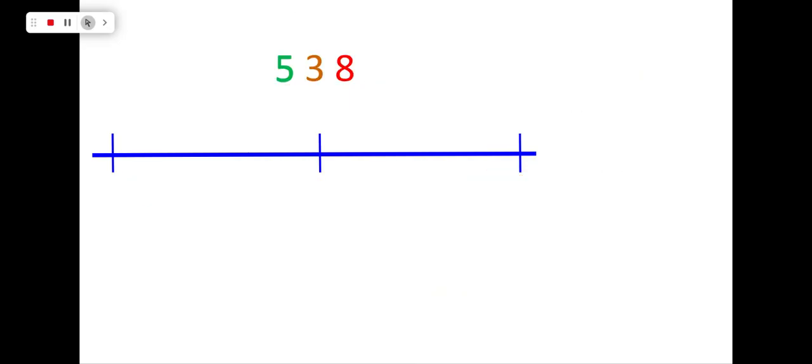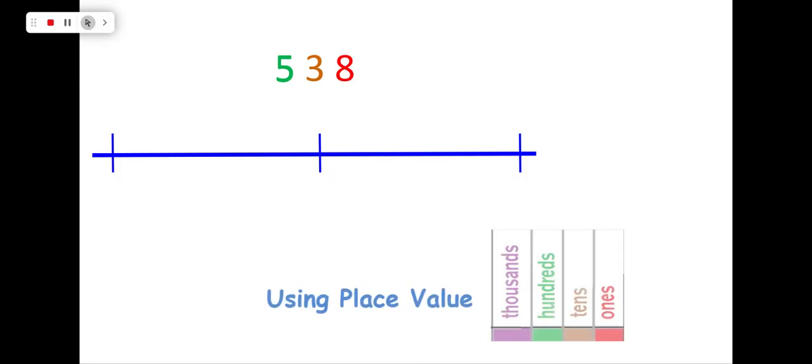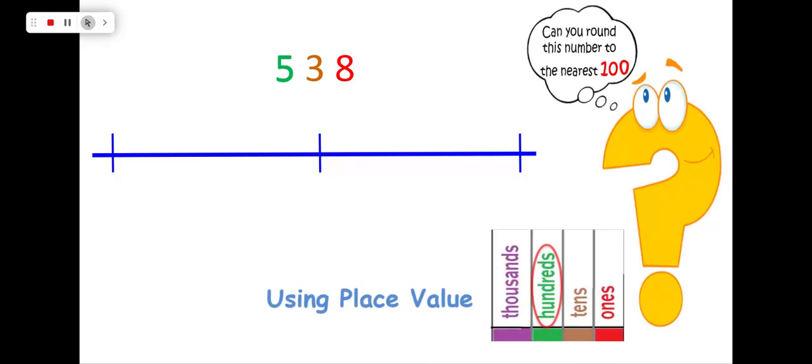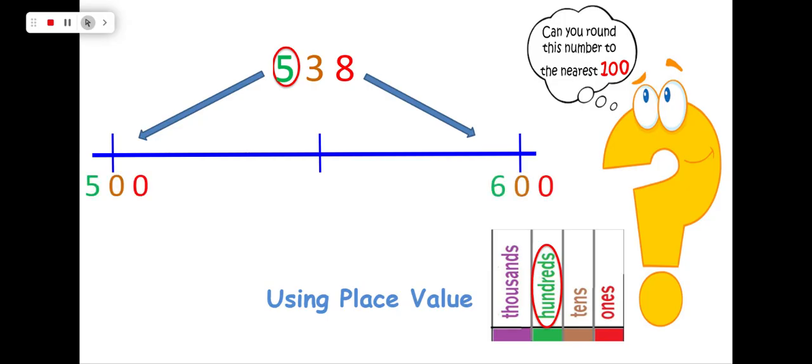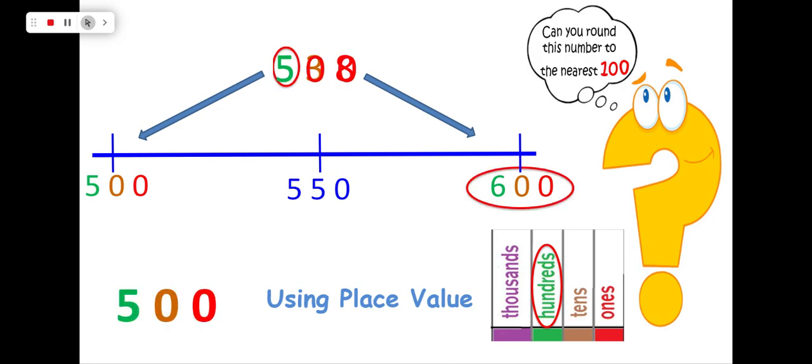Well, because it's after 550, that means that it would be closer to 600. But the number 538, if we were to round that to the nearest 100, we would see that it's also between 500 and 600, but 538 is less than 550, which is halfway between. So we would round 538 down to 500.